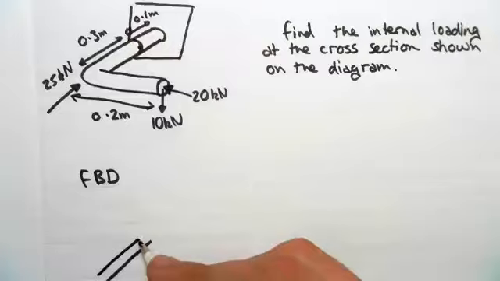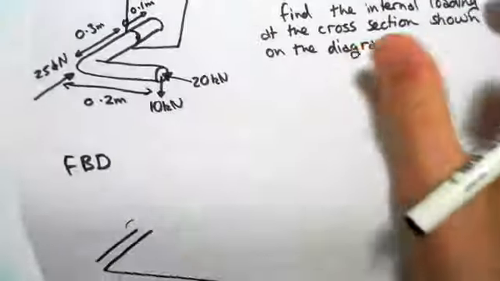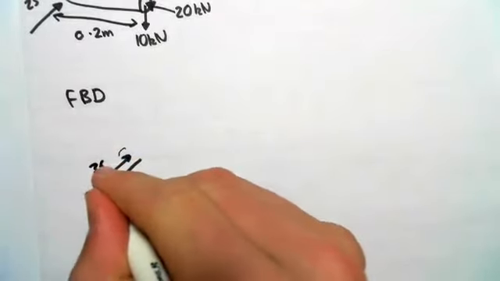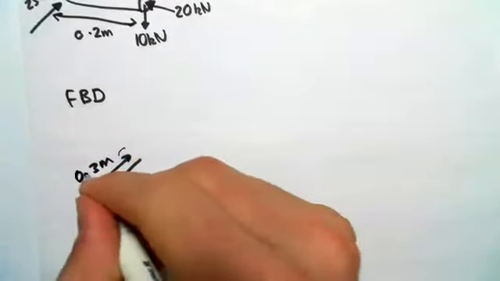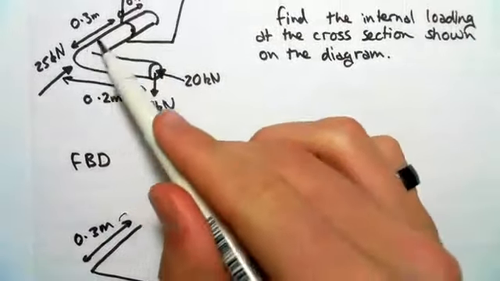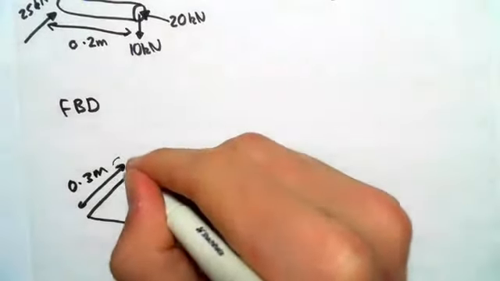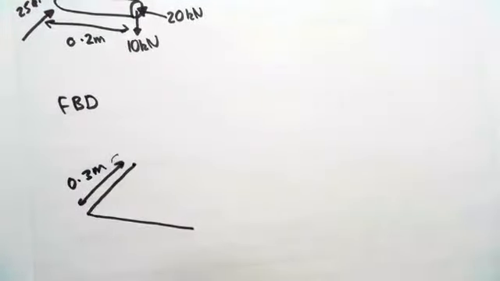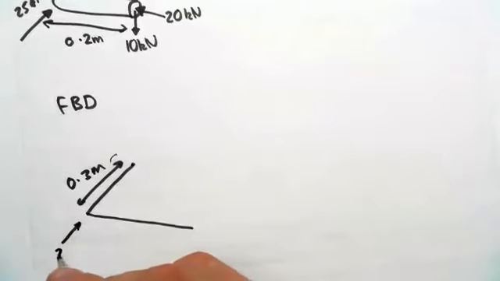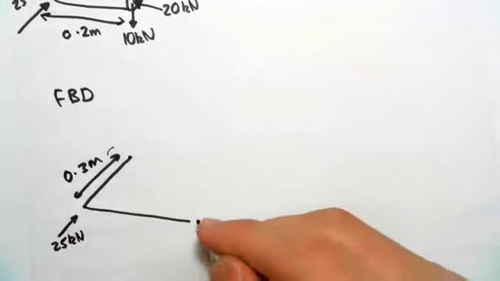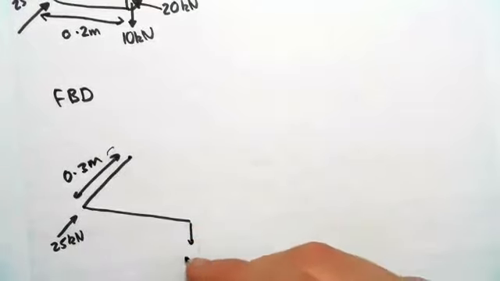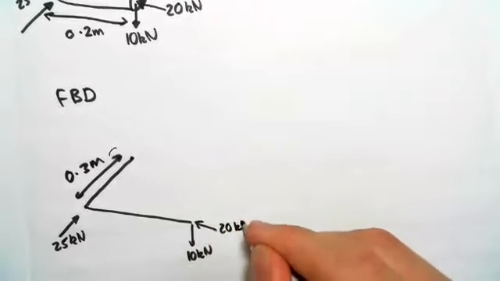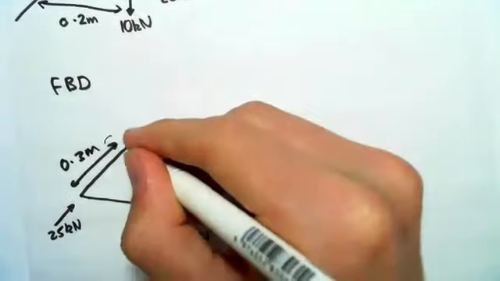Now this is only 0.3 meters here, so we're only taking this little bit. This acts as a cantilever beam, so it supports moment in the X, Y, and Z direction. I'll just write in all the forces: 10 kilonewtons and 20 kilonewtons. Okay, so this is literally what we have now.